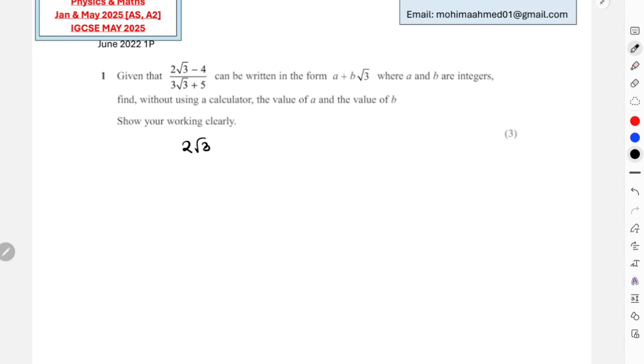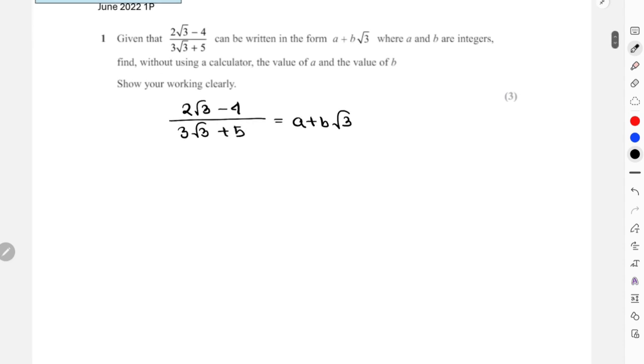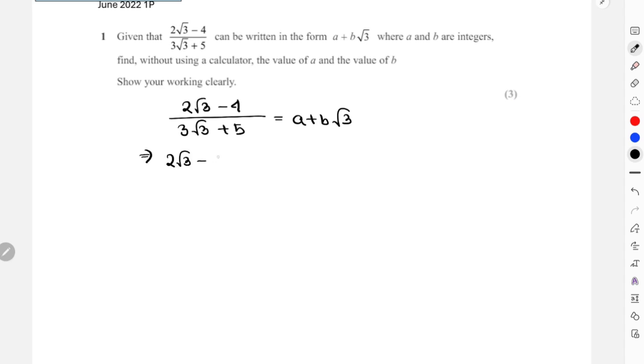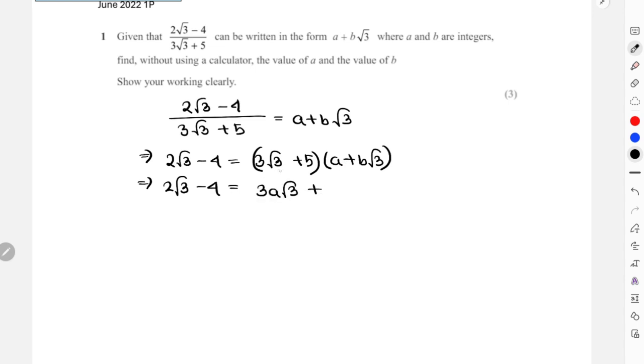So 2 root 3 minus 4, 3 root 3 plus 5 equals to a plus b root 3. So it will be 2 root 3 minus 4, 3 root 3 plus 5 and a plus b root 3, which is going to be 2 root 3 minus 4. 3 root 3 into a is 3a root 3, and this is going to be 3 into b. Root 3 into root 3 is just 3, so 9b, 5a, and lastly you have 5b root 3.